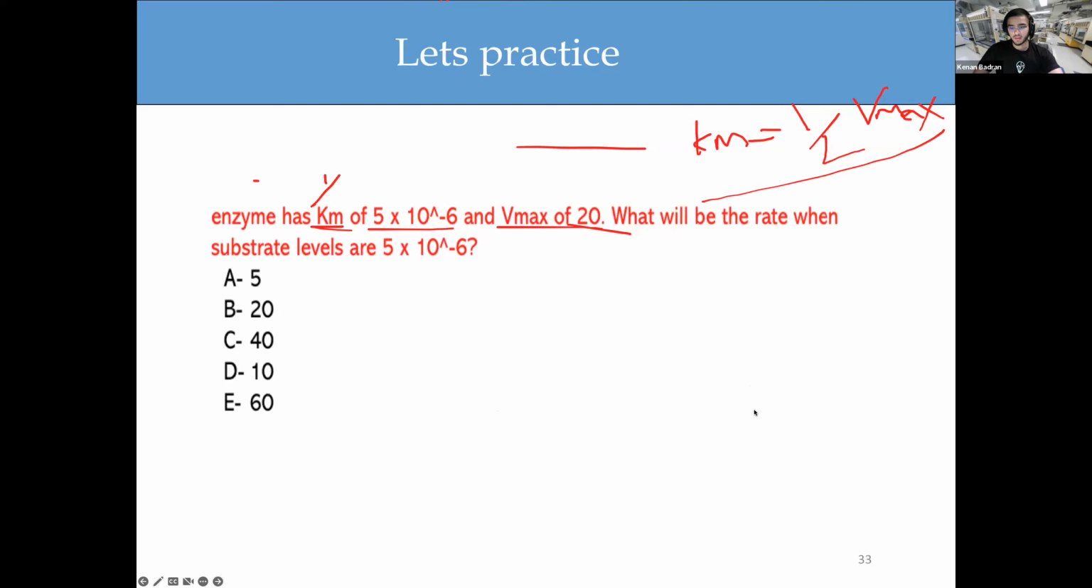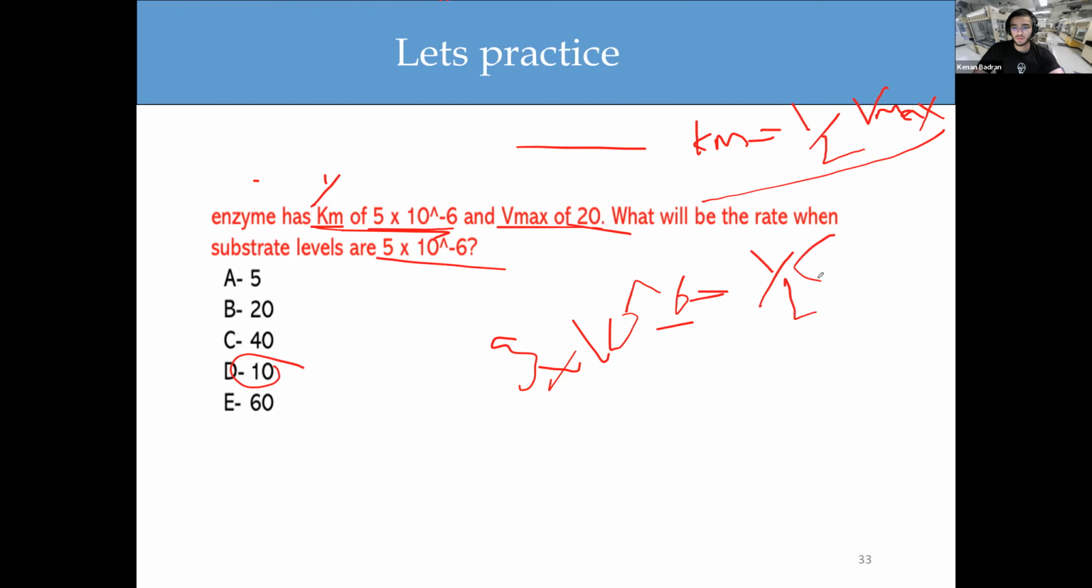10. Exactly. Thank you. Where is the pen? 10. Exactly, it's 10 because we already know the Km is this. And they tell you that at the substrate level, it is the same, so 5 times 10 to the power -6 is equal to the half of 20. Sorry about my handwriting. So it is equal to what? 10, of course. See, this is very simple. If you remember the formula, you would directly know how to answer this.